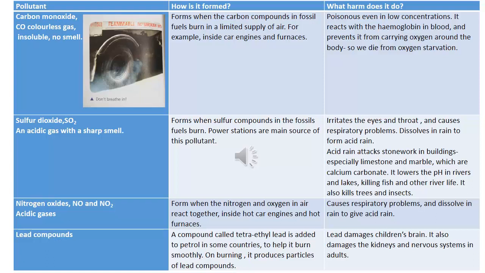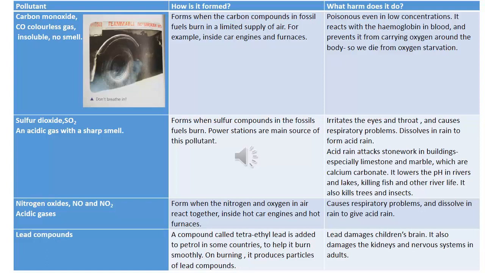When that acid rain falls on the soil, the acidity of the soil increases. When the acidity increases, what happens? The soil's fertility reduces. So the fertility of the soil becomes less. Naturally, that affects the trees. And when this acid rain falls into the rivers and lakes, what happens? That kills the fish and the other creatures in the water.